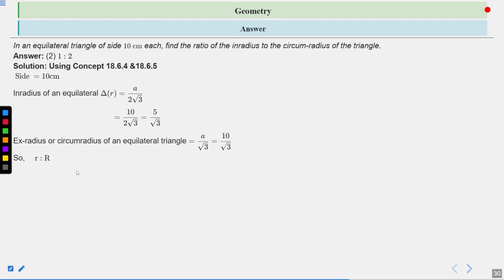Now when we simplify and make the ratio between inradius and circumradius, what do we get? We get 5 upon root 3 ratio 10 upon root 3. So when we simplify it, we get 1 ratio 2 in the ratio between inradius and circumradius. So second is the correct answer of this question. Next one.